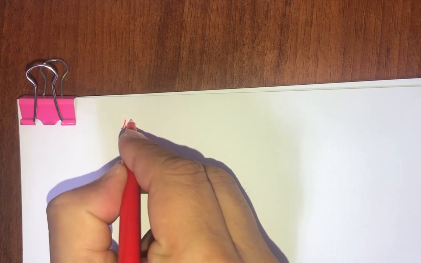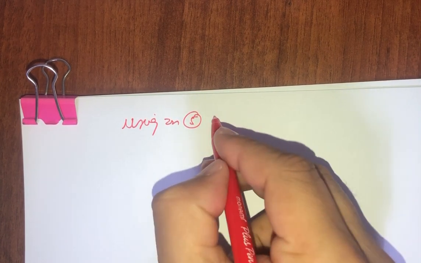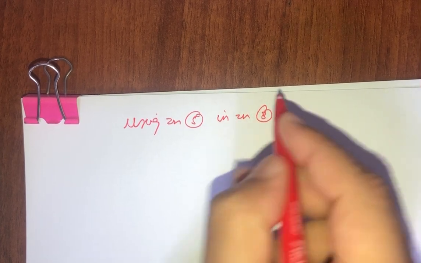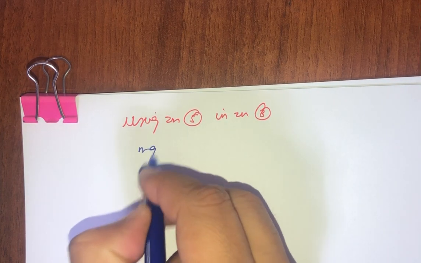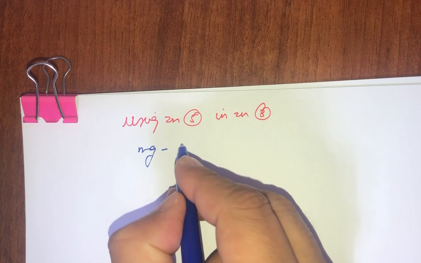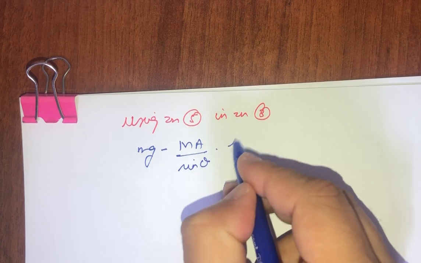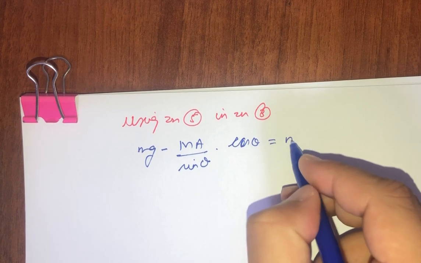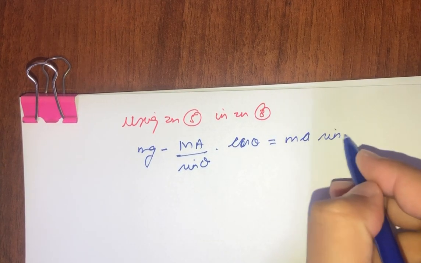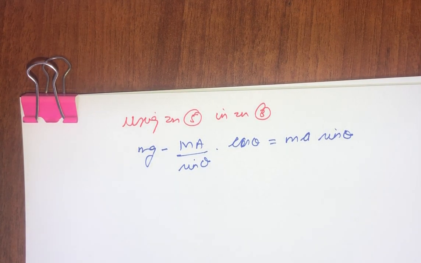So now we are going to use equation 5 in equation 3. So we are left with mg minus, substituting the value of N, that is ma divided by sine of theta multiplied by cos of theta, is equal to ma sine of theta. And let us call this equation number 6.